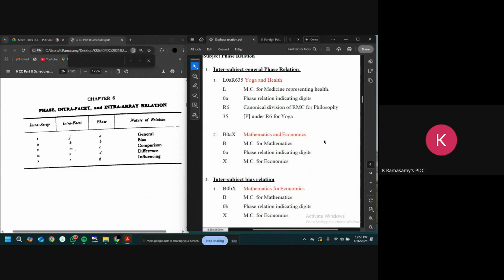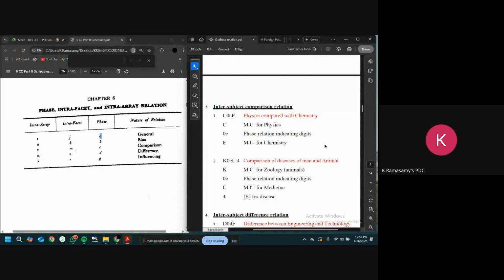For example, there's a book called Mathematics and Economics. Here 2 main classes are involved, so this is the inter-subject phase relation. What kind of relation? Generally they study mathematics and economics, general relation. What is the symbol for general relation? A. Fine. So what is the first subject? Mathematics, write B. What is the connecting symbol? 0, right next. Then what is the symbol for general relation? A, put small a. What is the second subject? Economics, X. So B, 0, small a, X. This is the number for Mathematics and Economics.